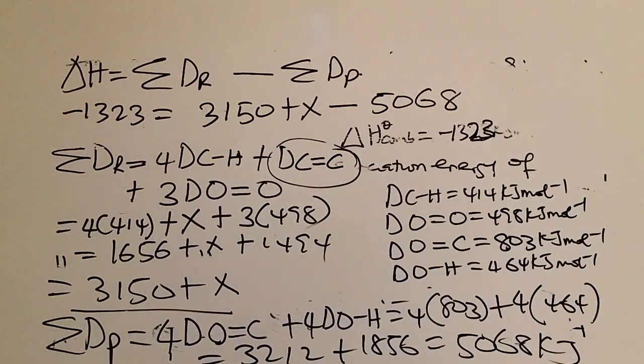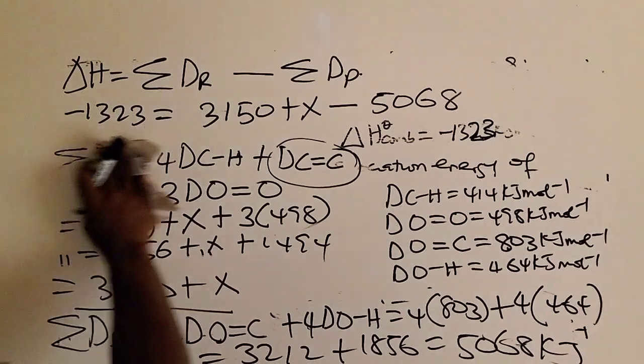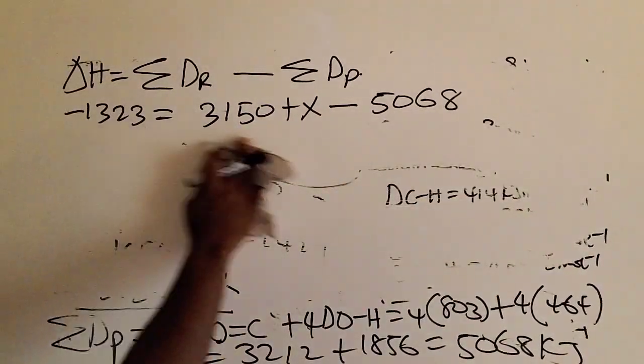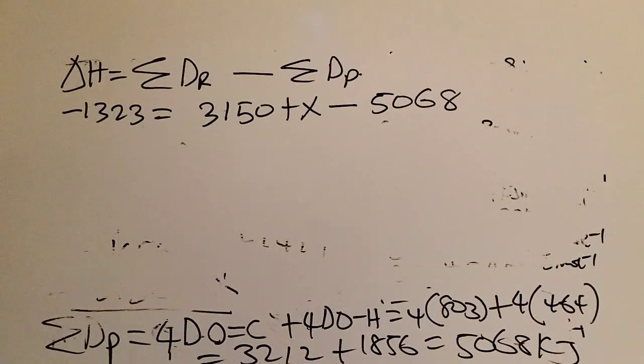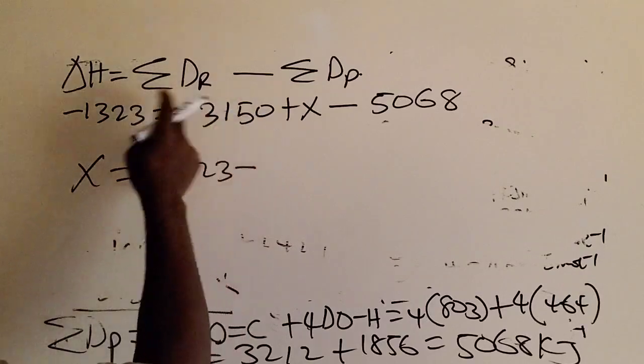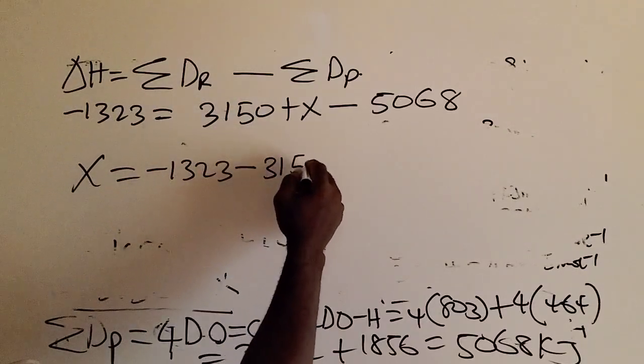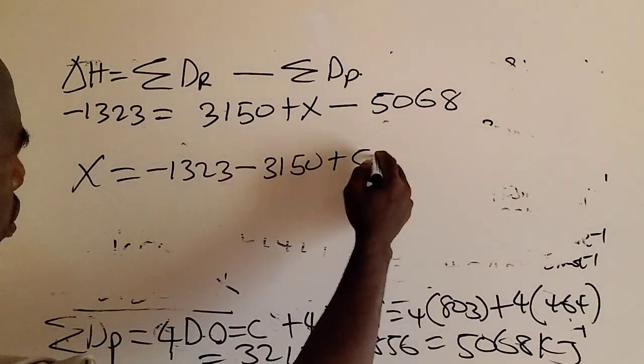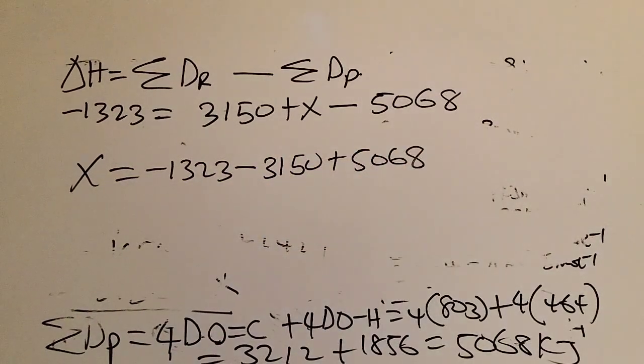5068. Having done that, we now collect like terms, making S the subject of the formula. So we're going to cross everything we have on the right hand side to the left hand side. So S becomes negative 1323, cross over, negative 3150, moving over, plus 5068. So when we solve this out, our final answer will now become 595 kilojoule per mole.